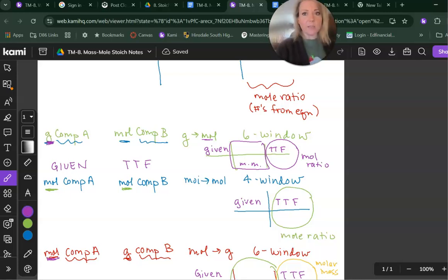However, I can't say this enough. If you just remember to write your given in the upper left and to demote the unit, it will help you to see the pattern so that you can flow through it. If you're demoting the unit and the unit is moles, then you're putting the mole ratio in the middle. If you're demoting the unit and the unit is grams, then you're putting the molar mass in the middle.